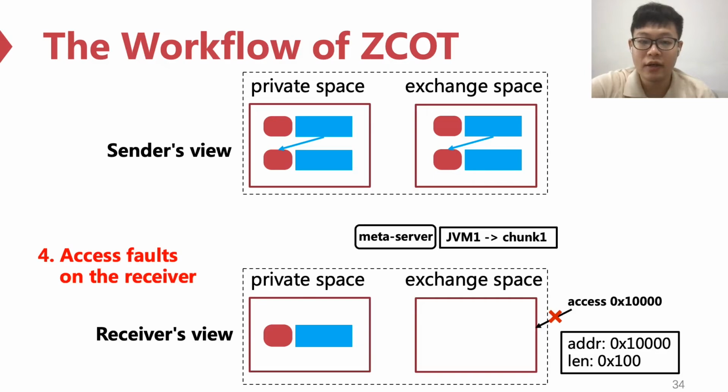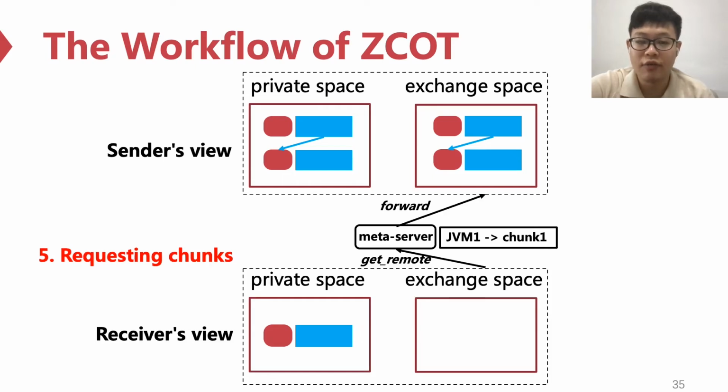Since the metadata in the front-end sending contains the start address of an object, the receiver can now access the objects at a given address. However, since the real data is not transmitted yet, the access will cause a page fault on the receiver side. When a page fault is triggered, the receiver will go into a pre-registered page fault handler, which sends a get remote RPC to the metadata server. The metadata server will find that the given address is in chunk 1, and JVM1 has a copy of chunk 1. So it forwards the RPC to the sender, actually JVM1.